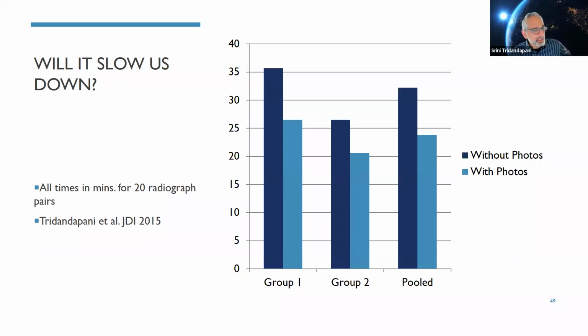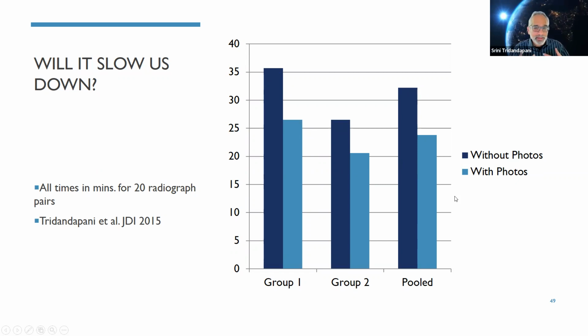Then the question is, well, does it slow us down? It turned out that the time for interpretation for those 20 radiograph pairs was 35 minutes in group 1. After we showed them the photos, it actually dropped to 25 minutes. Group 2 also had a drop. When you pull them all together again, there was a drop.